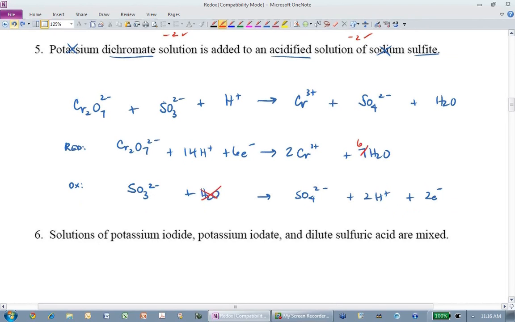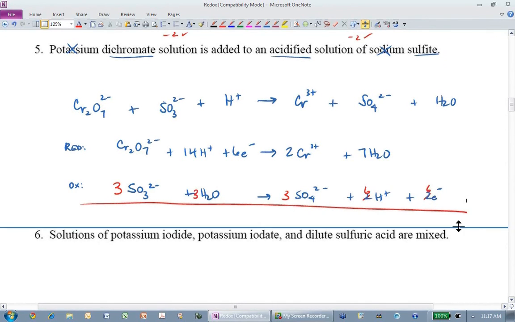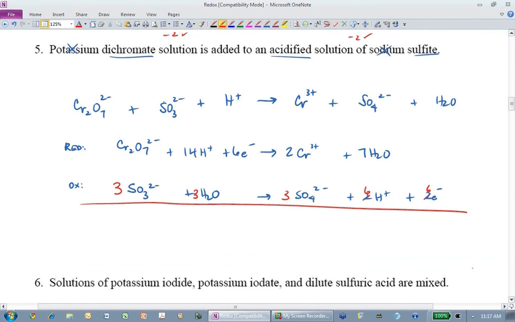I did not balance my electrons first. That was a doofus move. One more. Okay, so let's balance the electrons first, which is easy. I need 3, because that's got to go to 6. So everything's got to be multiplied by 3. So I need 3, and that's going to go to 6. Got ahead of myself. Now I can deal with the H pluses and the waters.